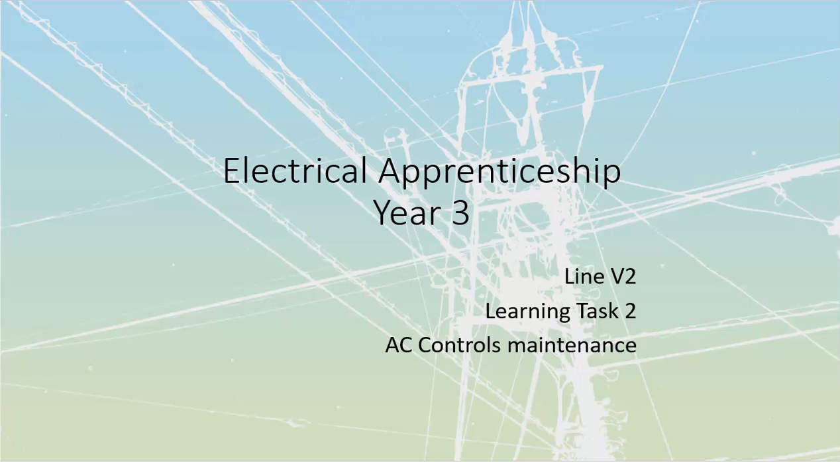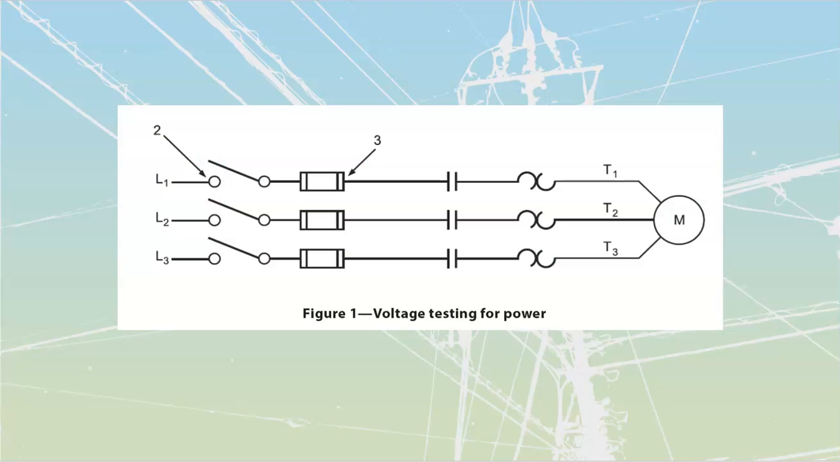All right, line V2, learning task 2, we're going to take a look at AC controls maintenance. Basically, it's going to be a reiteration of what we saw in the first one, where we're going through the charts and what problems we might have on different types. This one's going to be much more laid out about how we apply testing, and it's based around the assumption that we have a motor that is not operating for whatever reason.